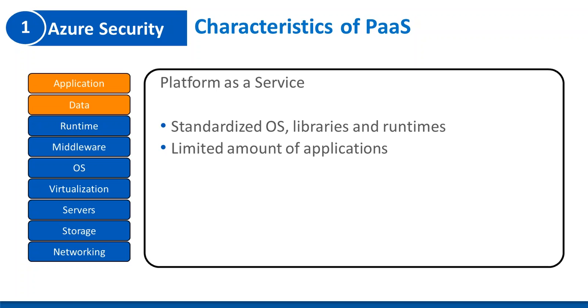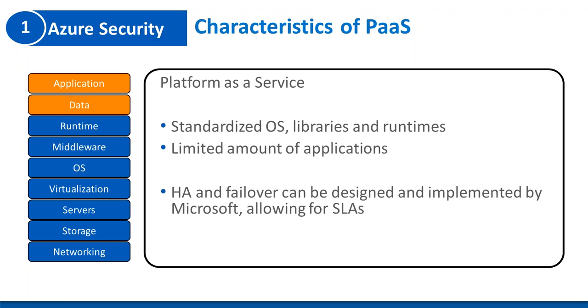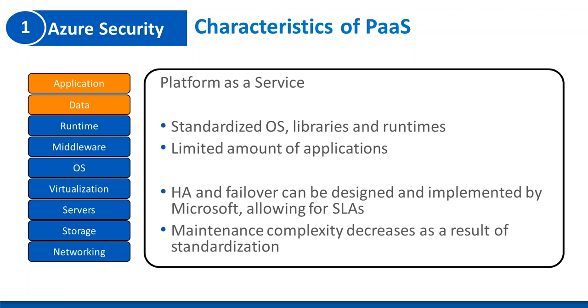The same thing, to a lesser extent, can be said about PaaS, or Platform as a Service. Yes, there is a lot more standardization. So there will be a standardized operating system, standardized libraries, runtimes, etc., and you'll have a limited amount of applications. The reason for that is, in a PaaS scenario, Microsoft or Amazon, both of them do this, want to have this standardized environment so that they can implement failover, they can implement HA, and they can guarantee uptime, which in turn allows for SLAs, which is something that a lot of people want.